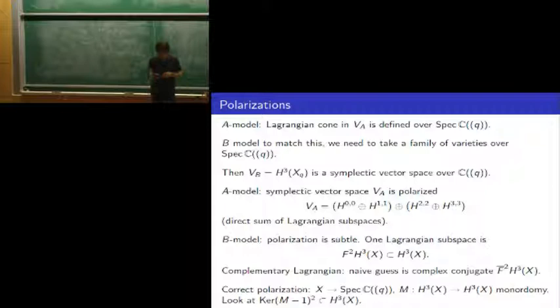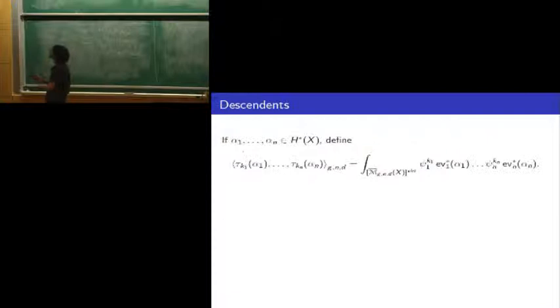So let's put descendants into the picture. If you recall, Gromov-Witten invariants with descendants are defined to be integrals over the moduli space of stable maps, usual story. But we put in these cohomology classes, psi I, which are first Chern classes of canonical line bundles on the moduli space. I assume this is quite familiar to most people, so I won't go over it.